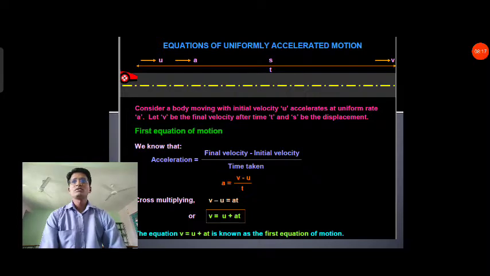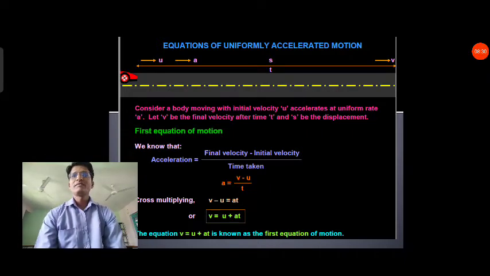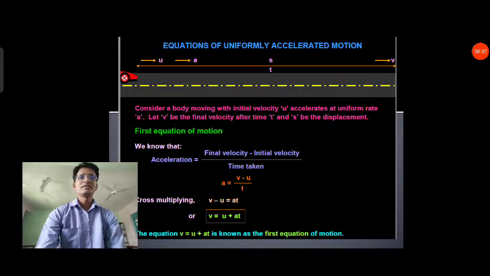The first equation of motion shows the relationship between velocity and time. The second equation of motion shows the relationship between displacement and time. And the third equation of motion shows the relationship between displacement and velocity. So I am starting with the first.